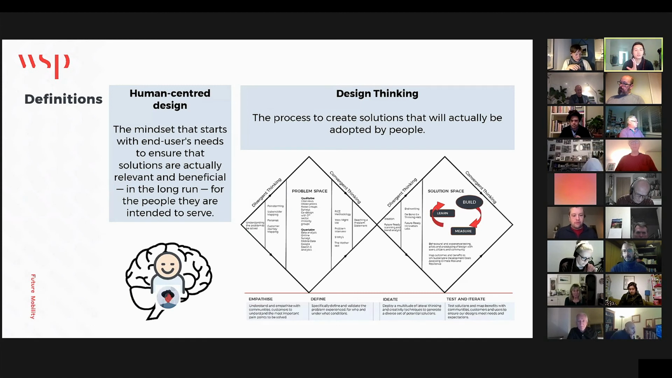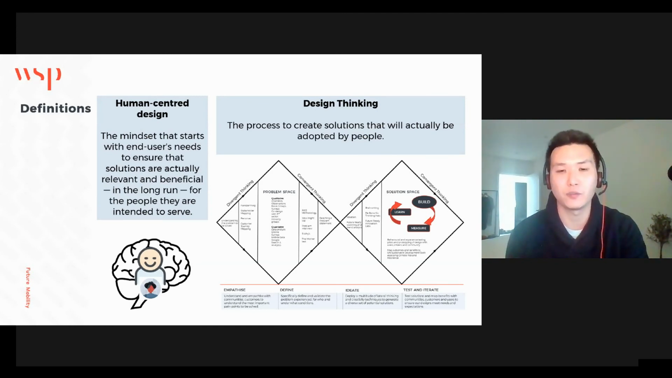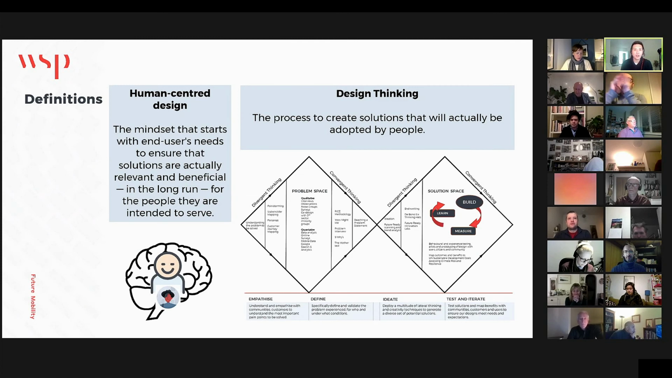So user-centric or human-centered design is really a mindset where we as practitioners think about the end user needs and the solutions that will be relevant or beneficial to them in the long run. So really what we mean by this is putting ourselves in the shoes of the residents or the people that we're designing for. What might they want? What might they need? And how might they travel? A tool to do that is to use design thinking.